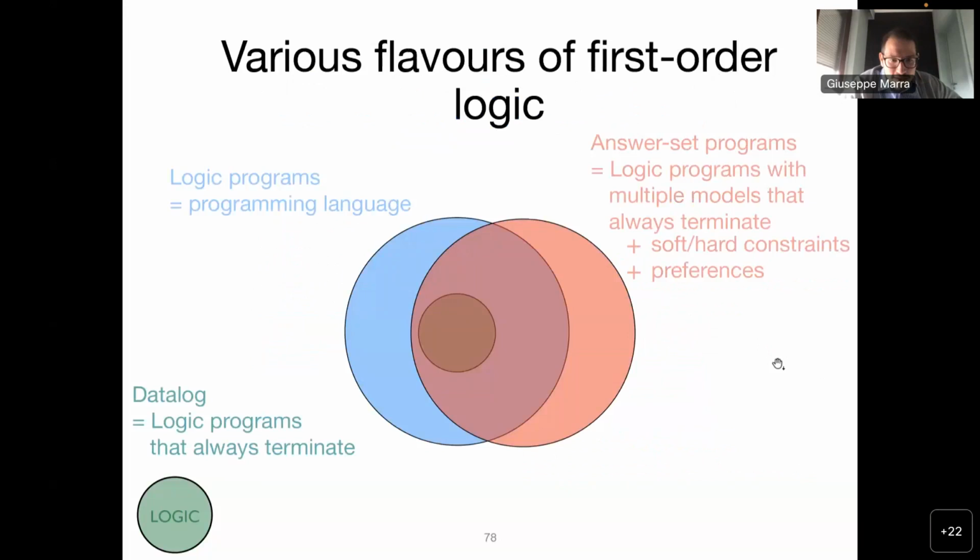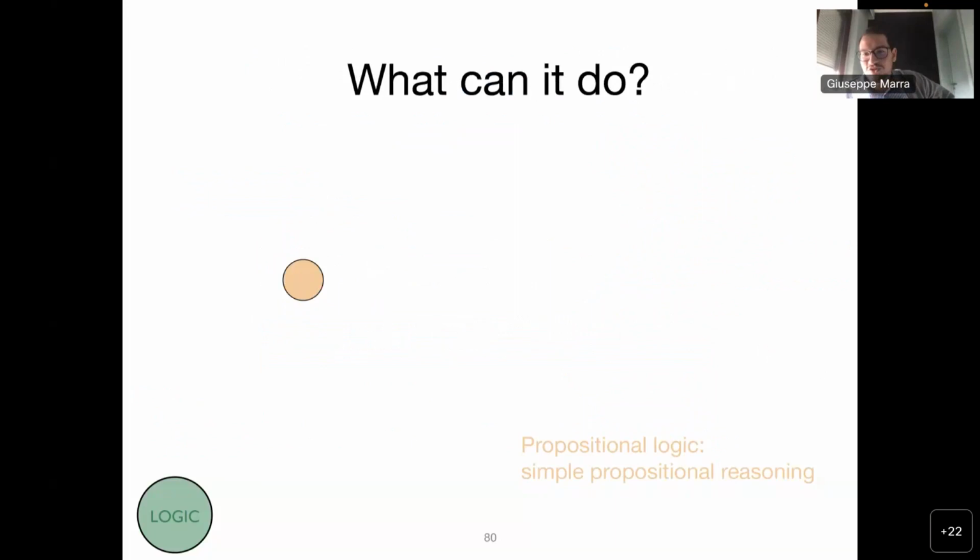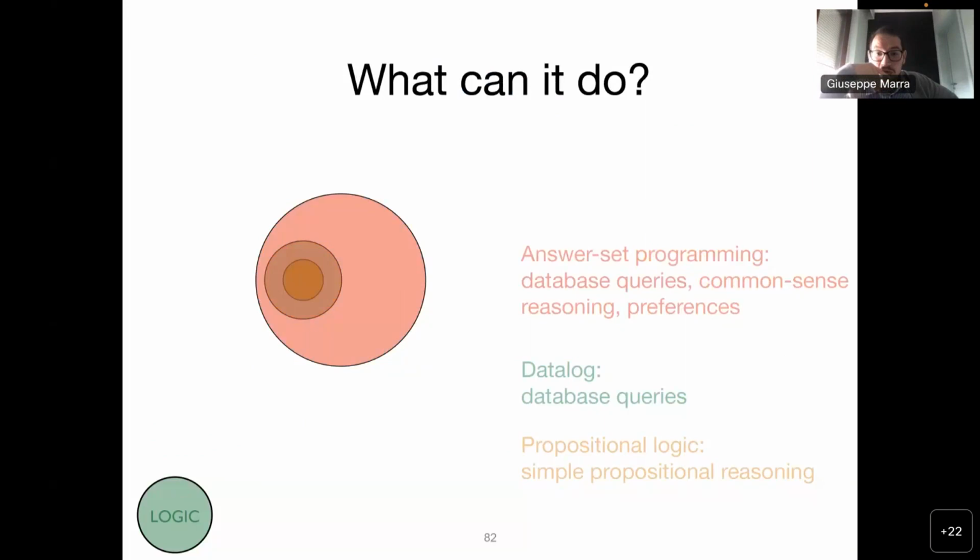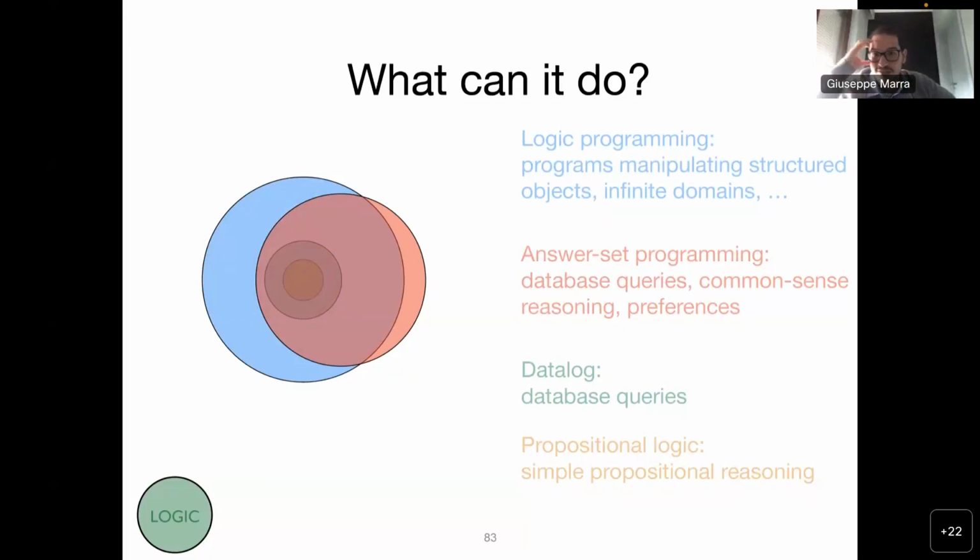And finally, we have propositional logic as the simplest but least expressive tool. So if we go the way back, we start from propositional logic, which is simple propositional reasoning. Then you have Datalog that allows you to model database queries, and then you go to answer set programming, where you have database querying, but also common sense reasoning and preferences. And finally, you have logic programming, first order logic, as the most expressive tool.